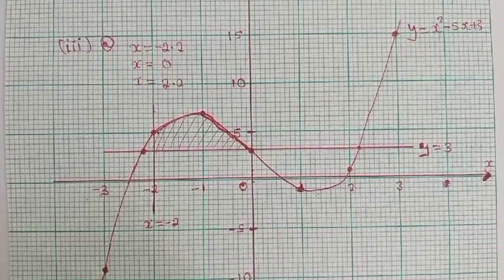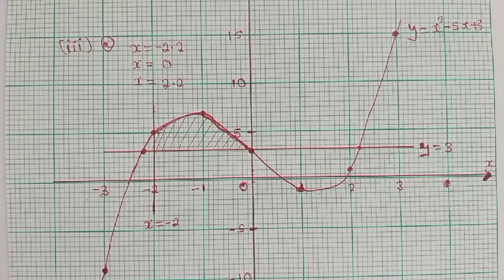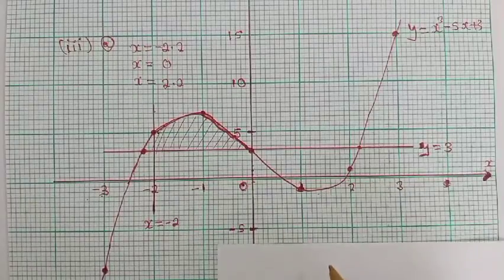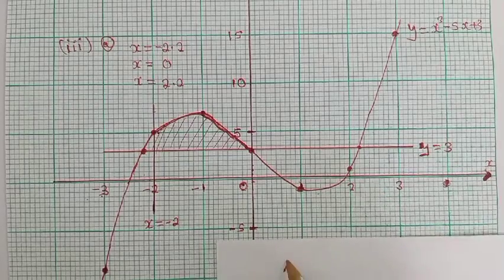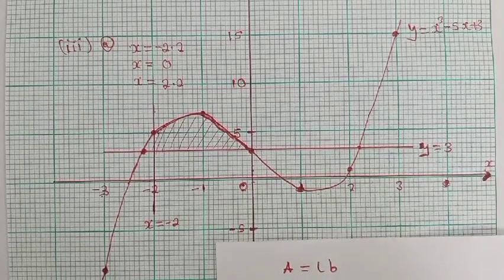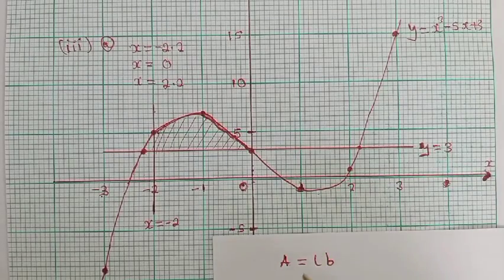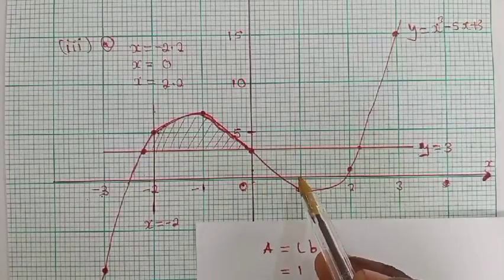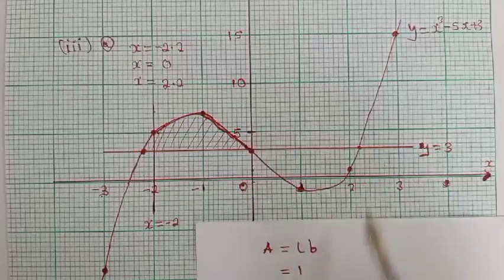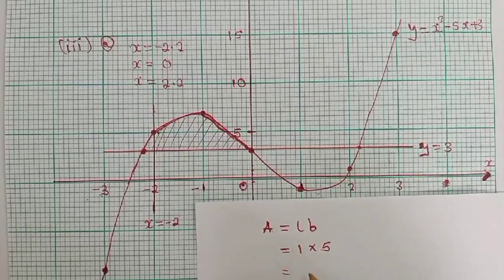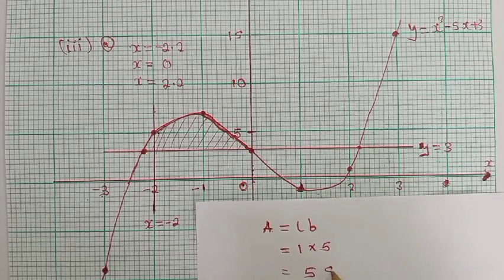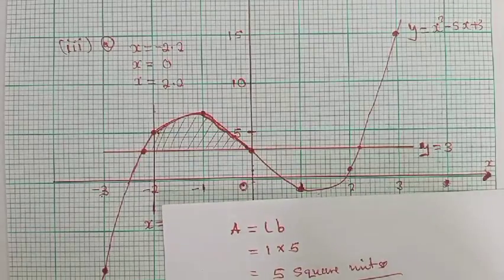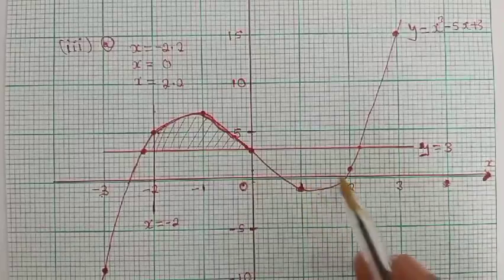So we'll say 3b. This is what we'll do. What is the area of a normal box right here? This is a rectangle, and we'll say area of a rectangle is equal to length times breadth. So now our length here is 1, and our breadth from here to here is 5. So 1 times 5, and the answer there is 5 square units. This is the area of a finished box.